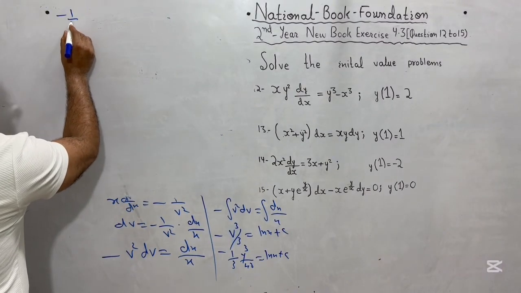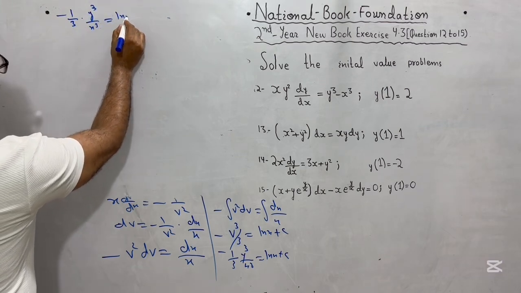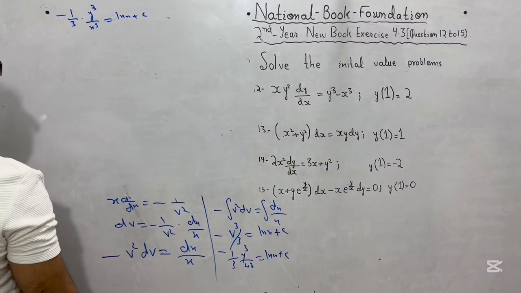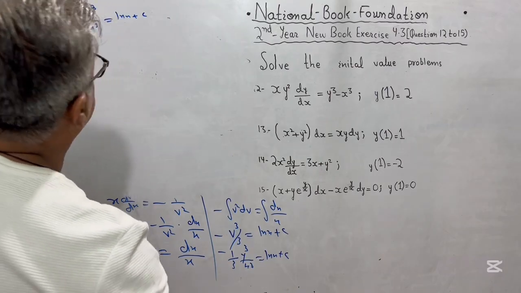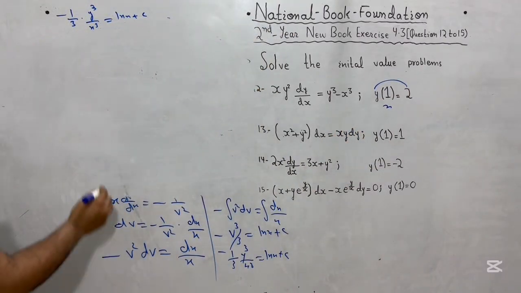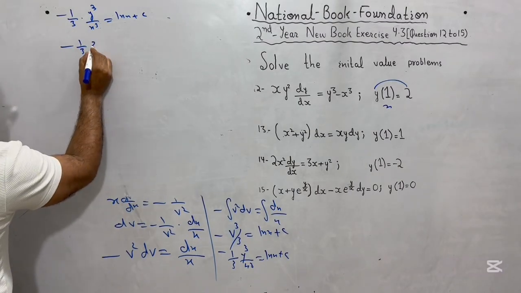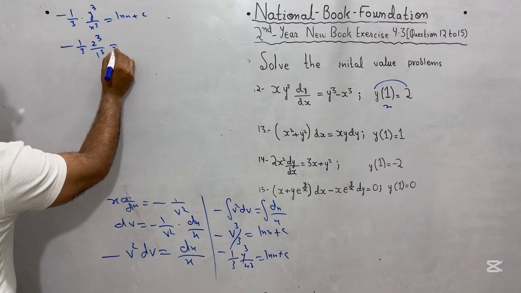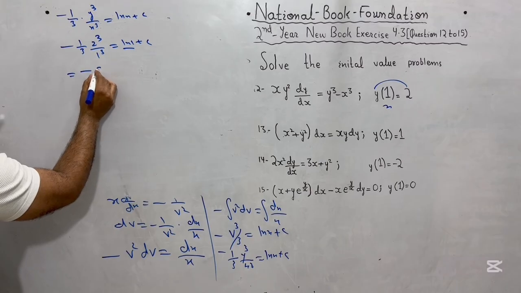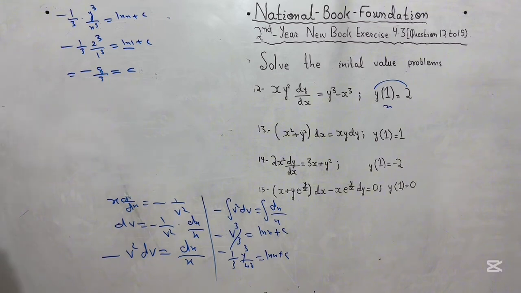Minus 1 over 3 y cube over x cube is equal to ln x plus c. The value of x is 1, this is the value of x. This is the value of y. The value of y is 2. So minus 1 over 3 times 2 cube divided by 1 cube is equal to ln 1 plus c. ln 1 is equal to 0. We are left with minus 8 over 3 is equal to c. That is the value of c.